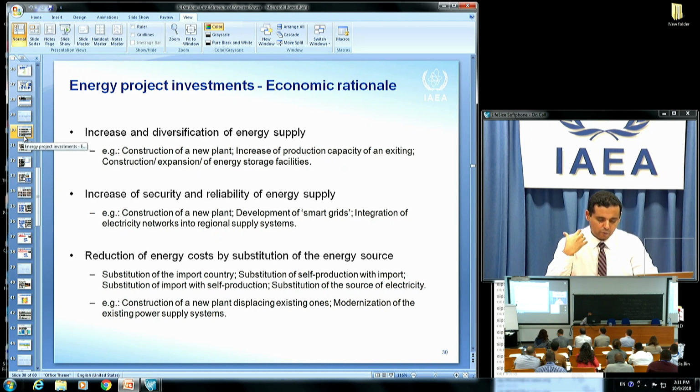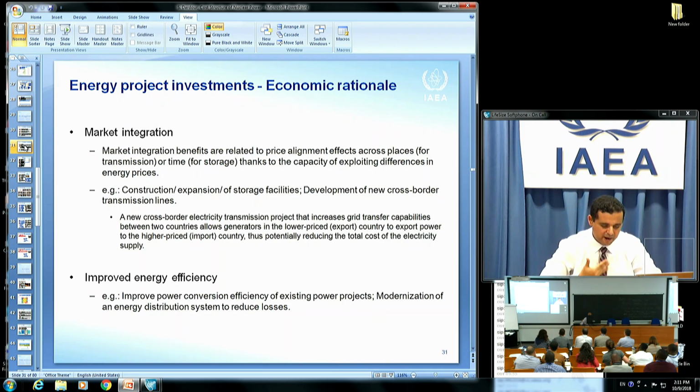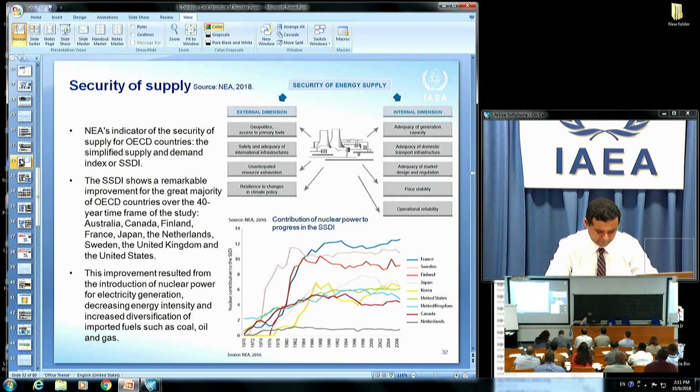In slide 13, I'm just reminding you of the economic rationale behind energy investment projects. We invest in power plants basically to increase and diversify the energy supply, to increase the security of supply. We may want to increase the efficiency of power conversion. So this is slide 31. Or we may want to achieve a better market integration that would result in a decrease in price for the consumer. Slide 32. So let's take one of them. Let's take the security of supply.